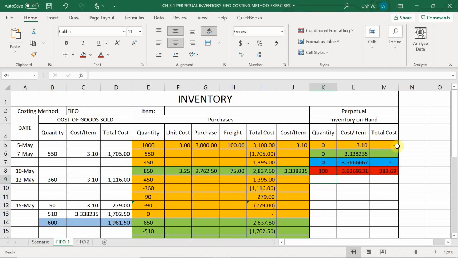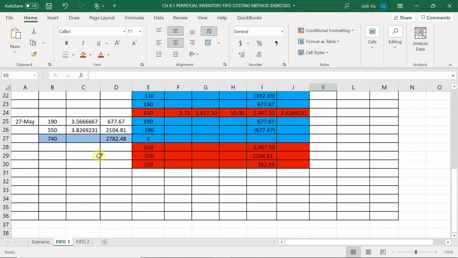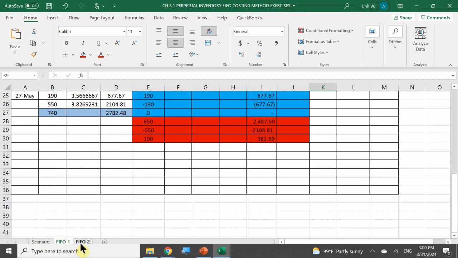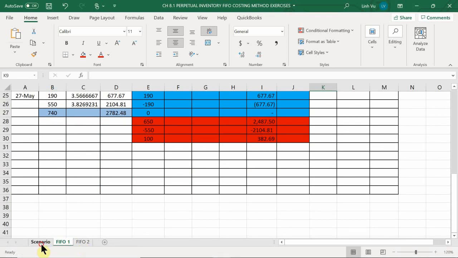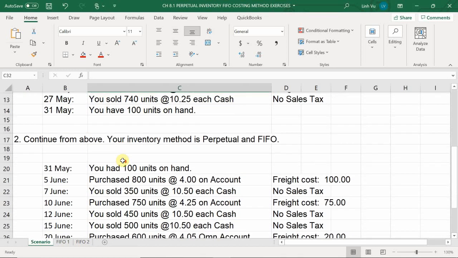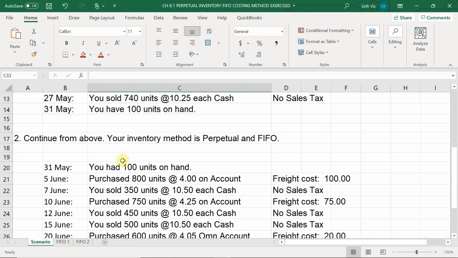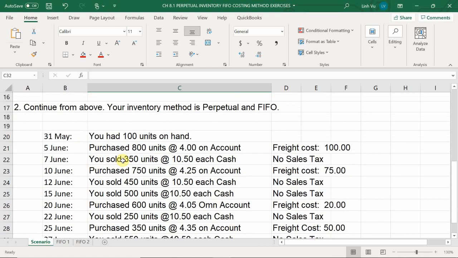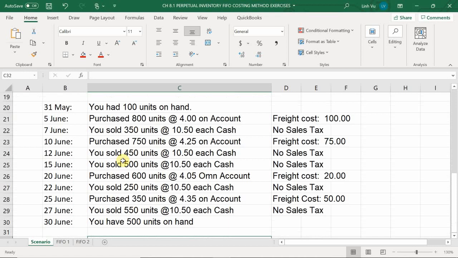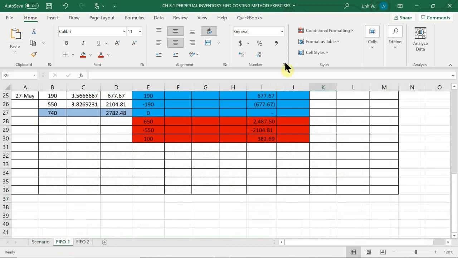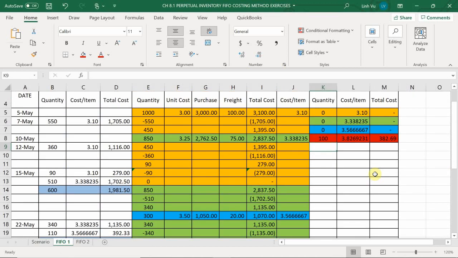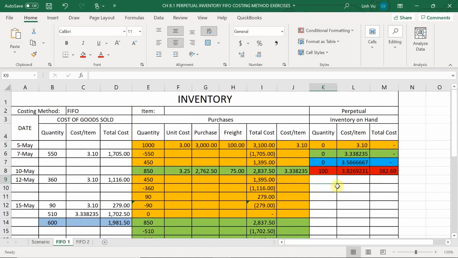So, coming back to this, this is where we left off. We're going to be doing a continuation to the next problem, because number 2 asks us to continue from above, and your inventory method is still perpetual FIFO. But we have one thing here: on May 31st, you had a total of 100 units on hand. By looking at the previous section, we do in fact have 100 items.